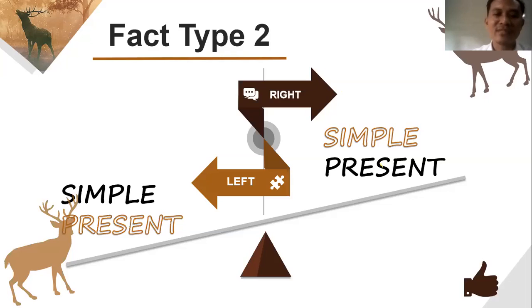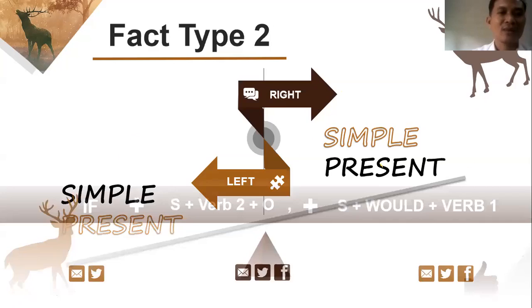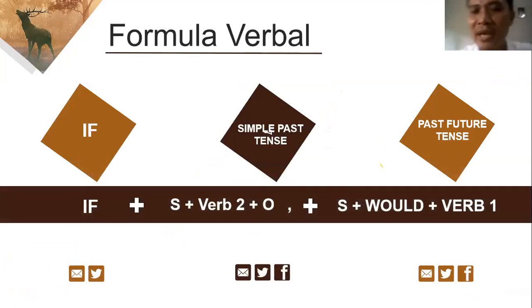For example, like the previous one, if I lived in Pasar 6 in Maryland, I would not be late. The problem is I live far away in Simpang Selayang, so I am always late to school. So the fact is simple present tense. Right, so you must be careful.